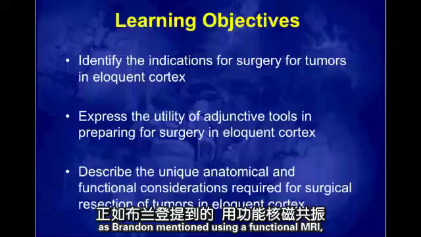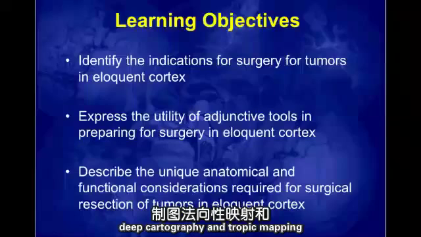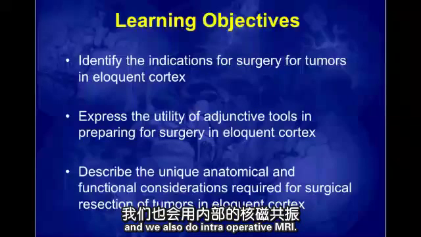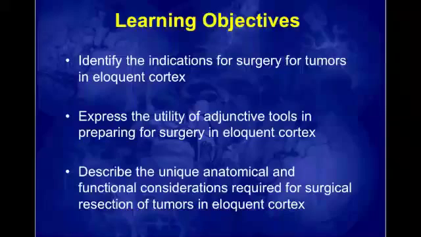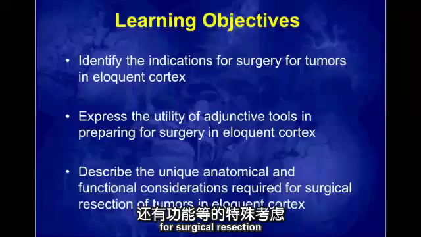We're going to talk about the utility of adjunctive tools in preparing for surgery in eloquent cortex. As Brandon mentioned, we use a lot of functional MRI, DTI tractography, intraoperative mapping, and we used to do intraoperative MRI. We will also describe the unique anatomical and functional considerations required for surgical resection of tumors in eloquent cortex.